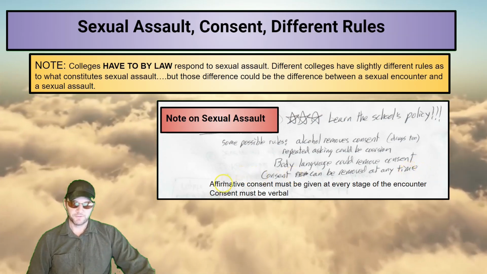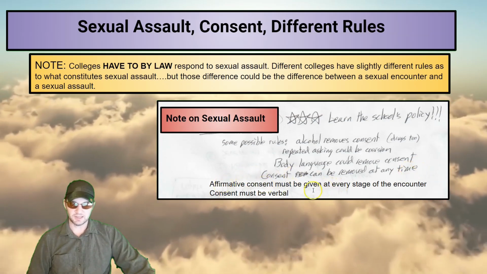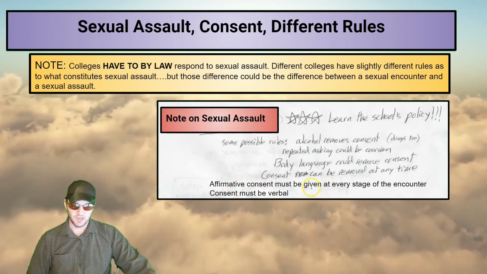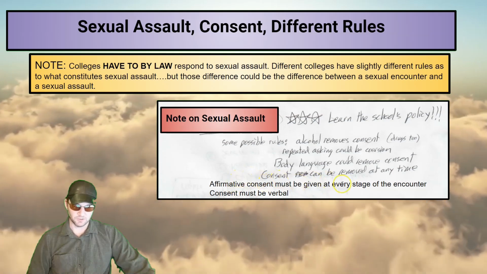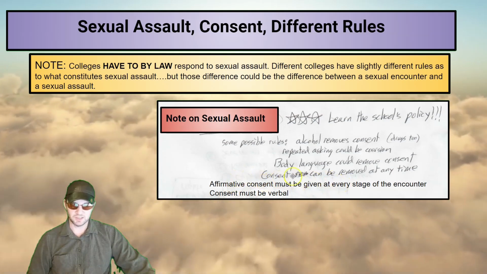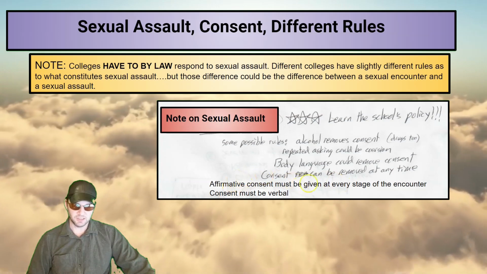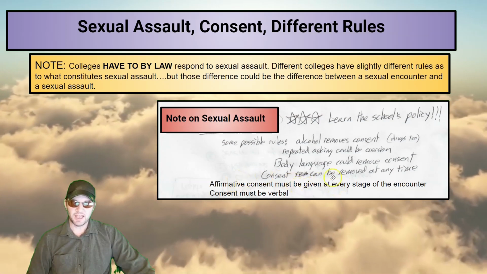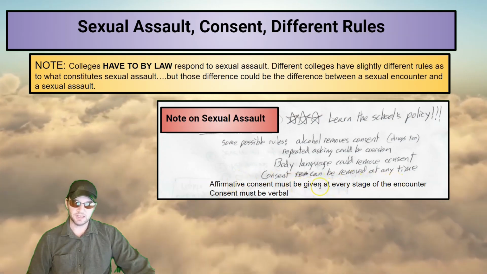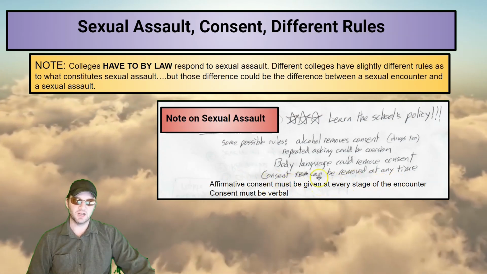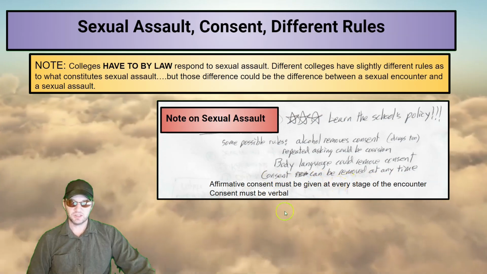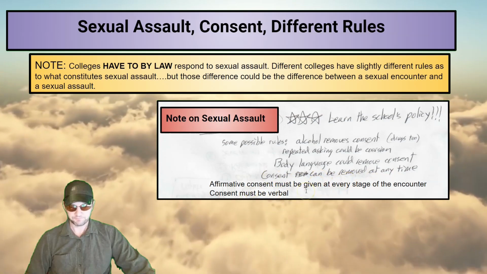Some have affirmative consent, which must be given. It's not that someone says, I don't want to do this. It is that they have to affirm and say, yes, I want to do it. So silence wouldn't be consent. It has to be in the affirmative. Sometimes it's at every stage of the encounter. So if the encounter changes from one thing to the other, affirmative consent must be given again. Some places, the consent must be verbal.